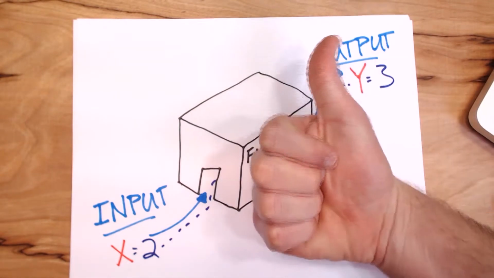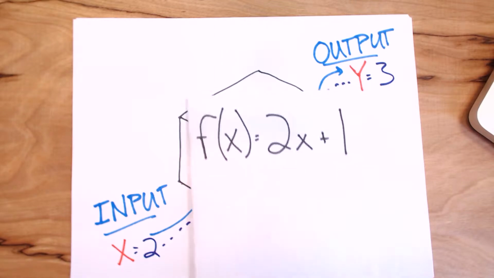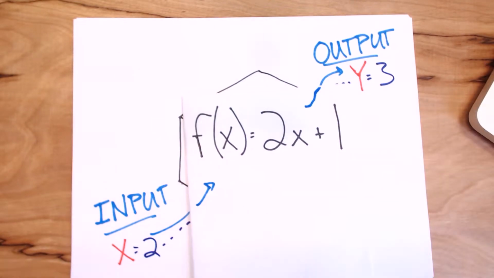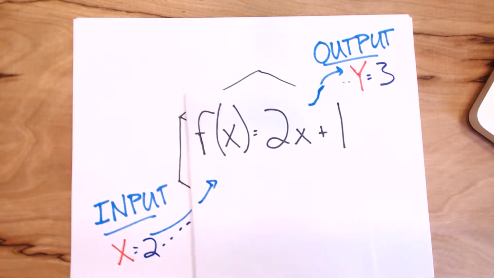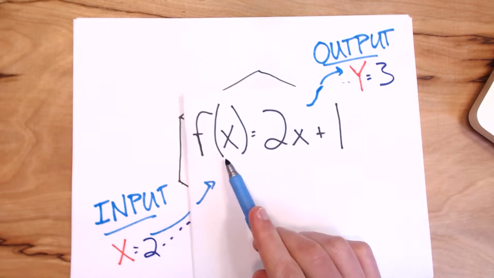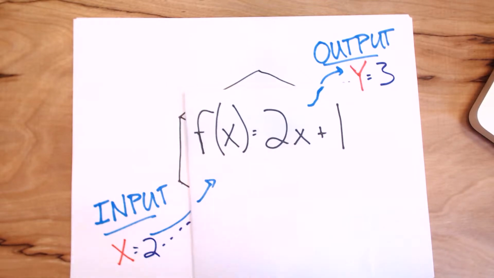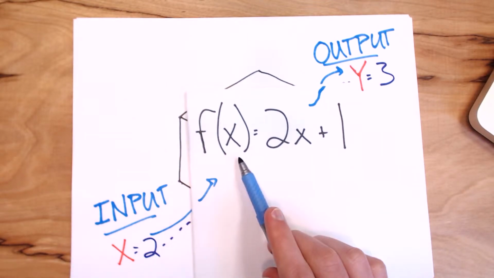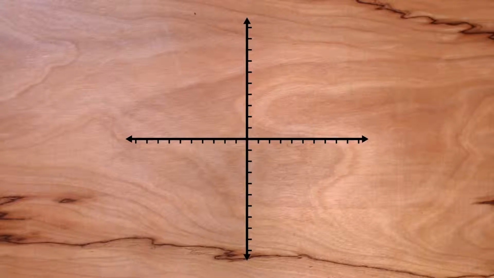Now, drawing little machines is fun, but in math class we write equations symbolically, which means they look like this. And remember, the inside of the parentheses tells us what the input to the function is. In this case, it's x. We can say this is a function of x, or f of x.